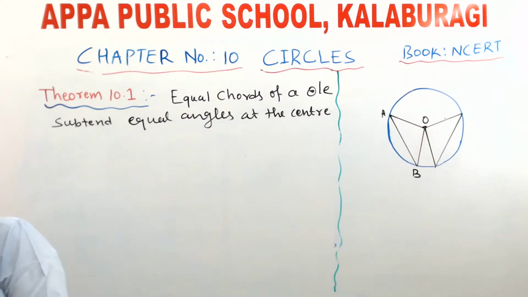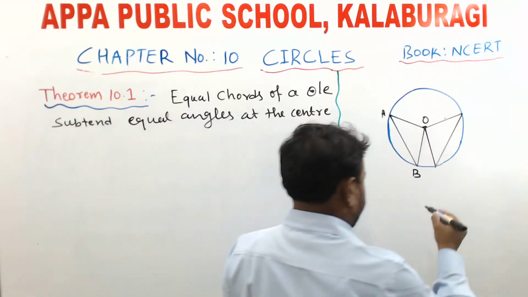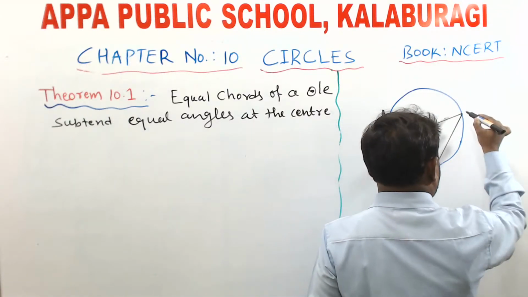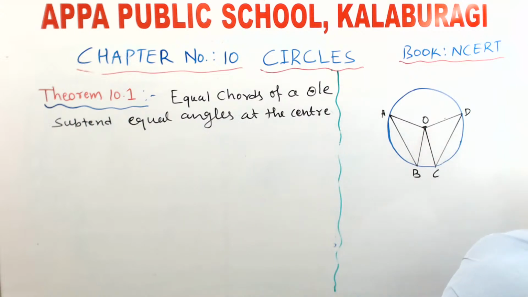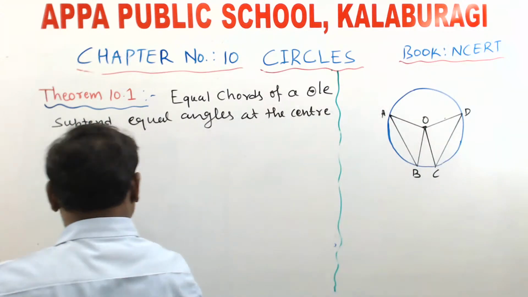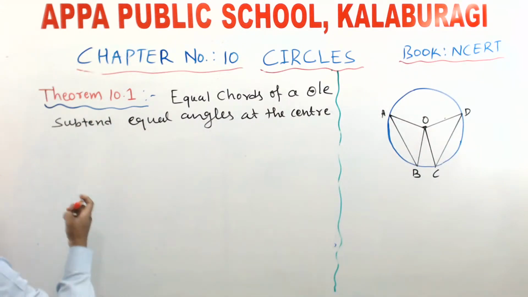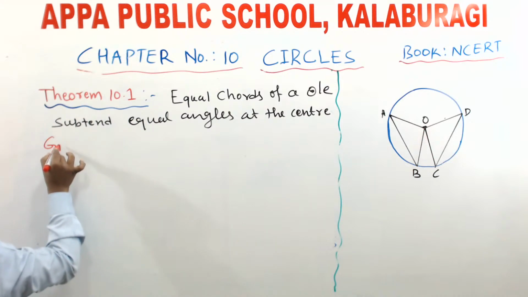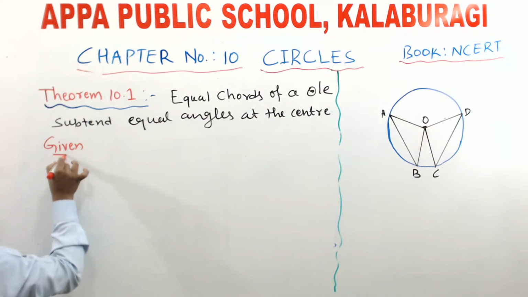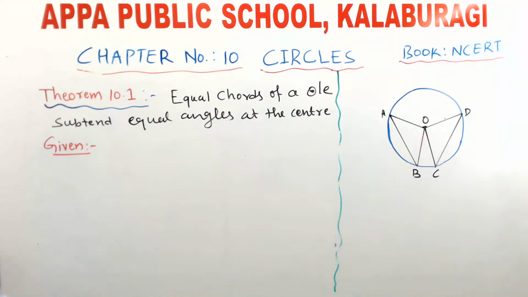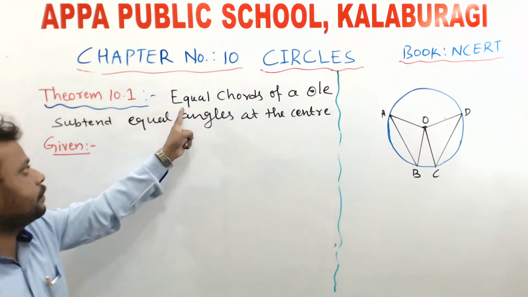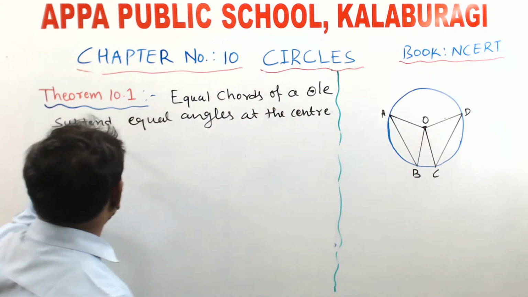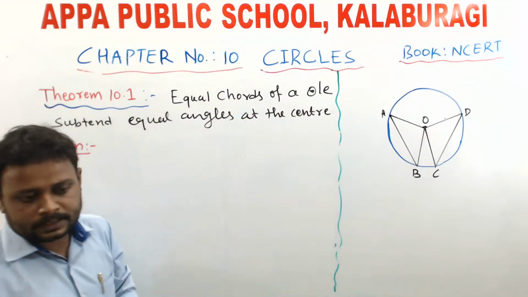AB. The next one, CD. Okay. So now we have to start writing one by one. Listen. The first, given, we have to write it. See what it is given in the question. We have to read the statement. It is nothing but the theorem 10.1 statement: equal chords of a circle subtend equal angles at the center.